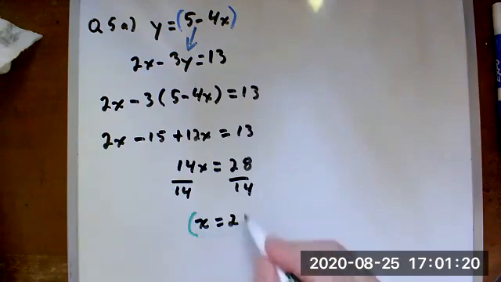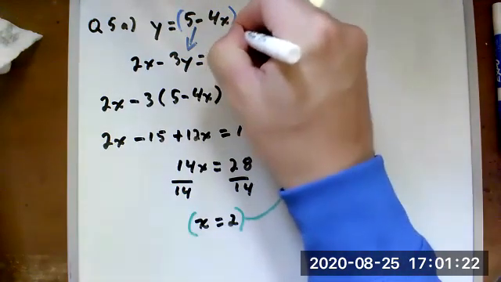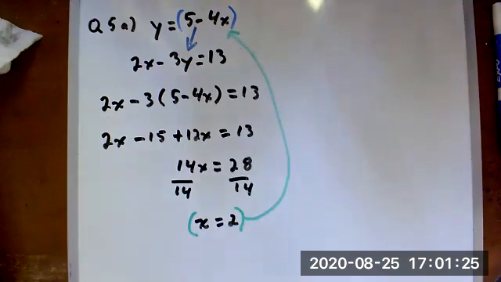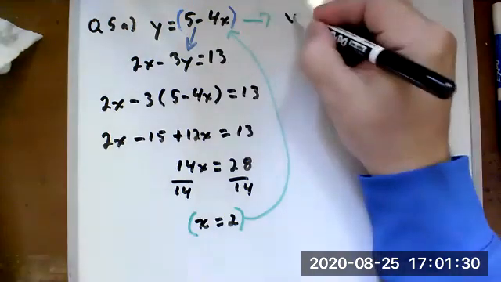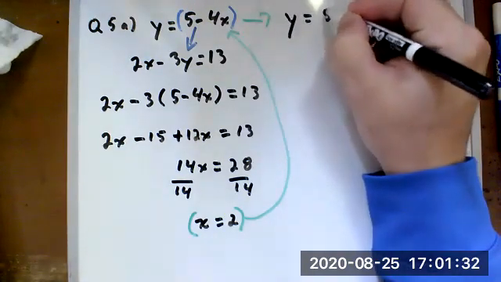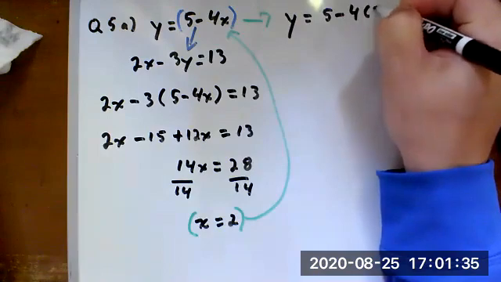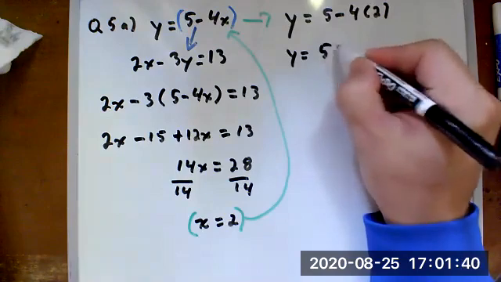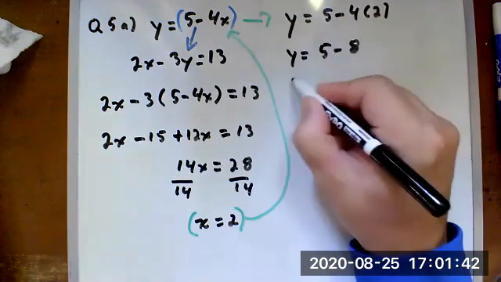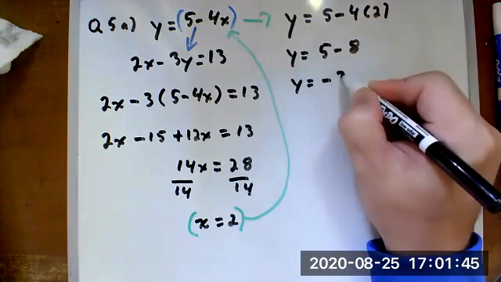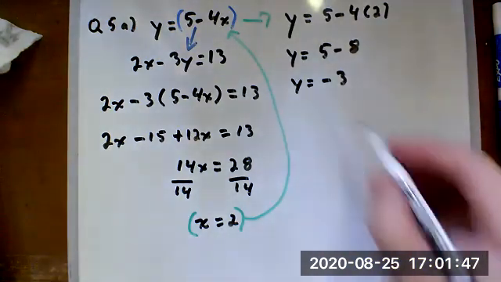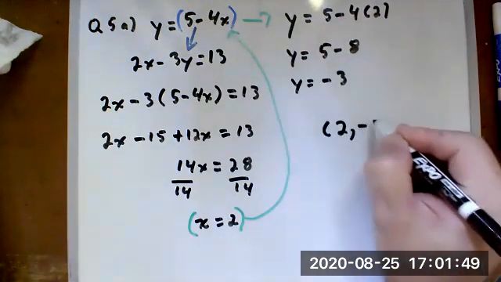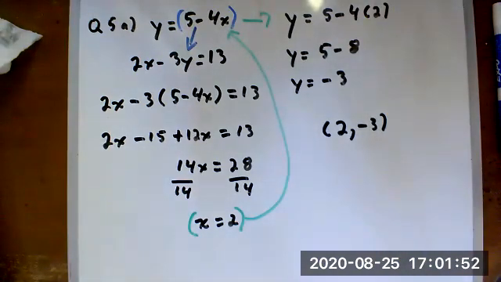Now that we know what x is equal to, we can take this and put it back into our first equation to find out what y is equal to. So now y will be equal to 5 minus 4 times 2. 4 times 2 is, of course, 8. 5 minus 8 gets us negative 3. So now our solution becomes 2, negative 3. That is the point where these two lines will cross.